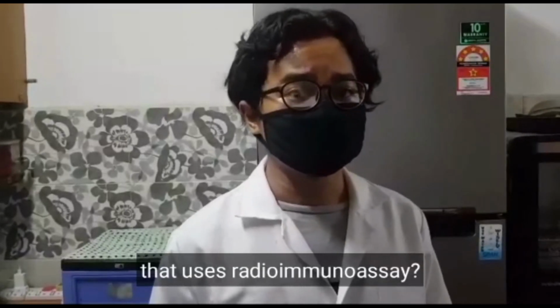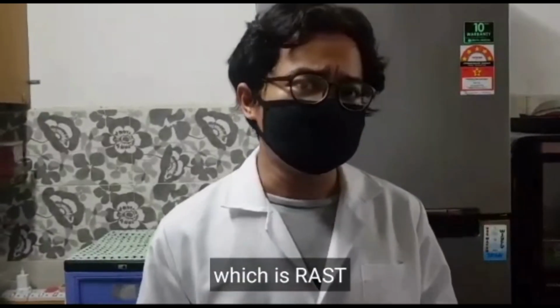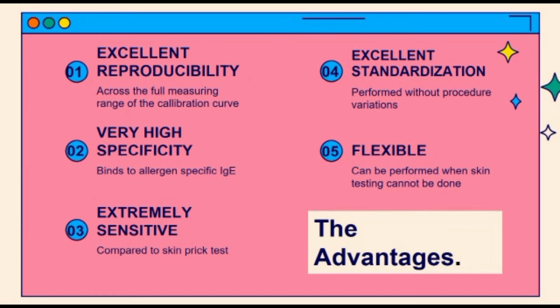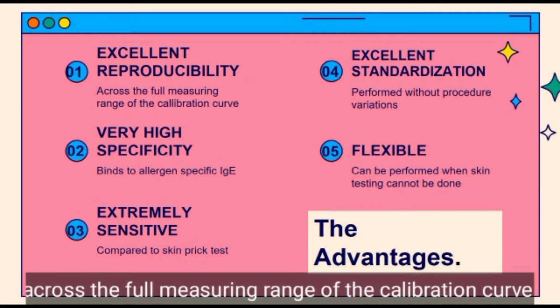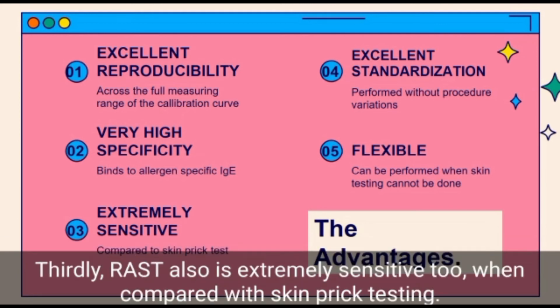Type of test that uses radioimmunoassay. The test is called radioallergosorbent test, which is RAST. Now let's jump into the advantages of RAST, shall we? Firstly, it has an excellent reproducibility across the full measuring range of the calibration curve. Secondly, it has a very high specificity as it only binds to allergen-specific immunoglobulin E. Thirdly, RAST also is extremely sensitive when compared with skin prick testing.